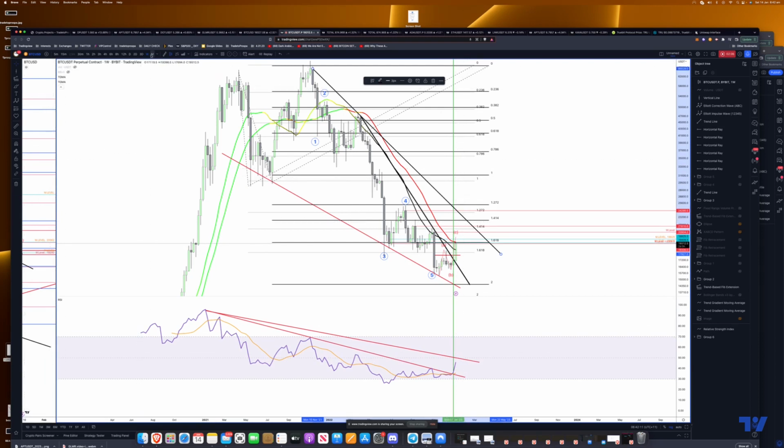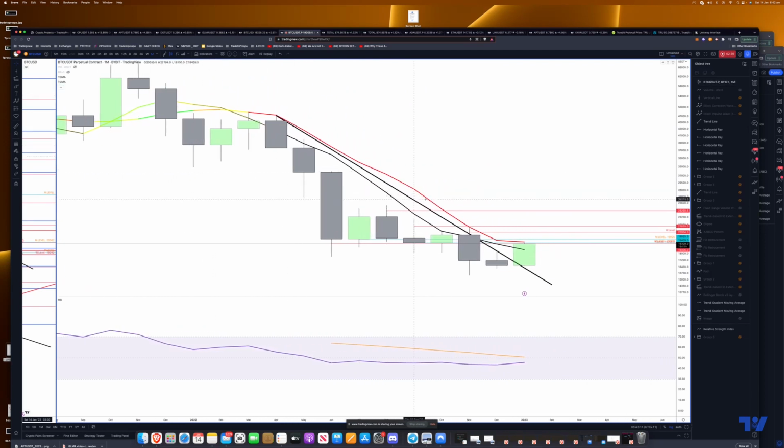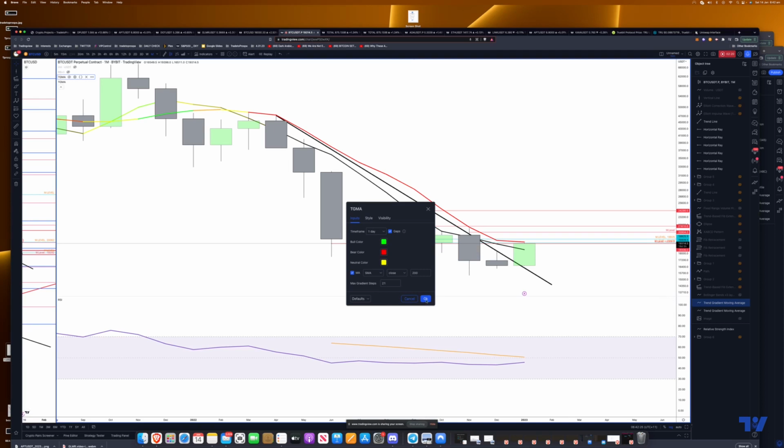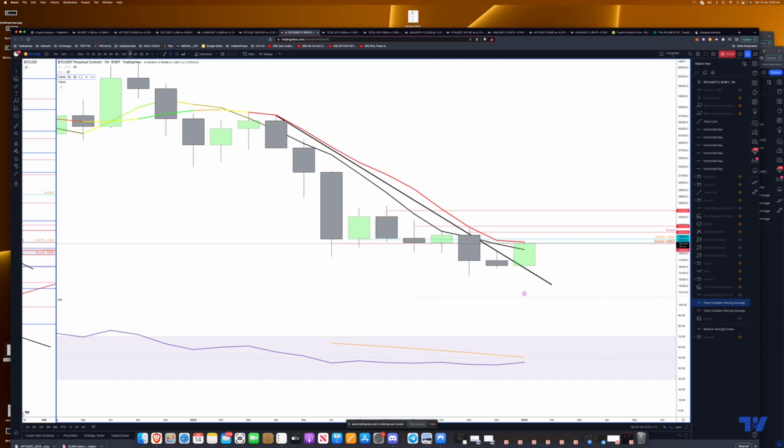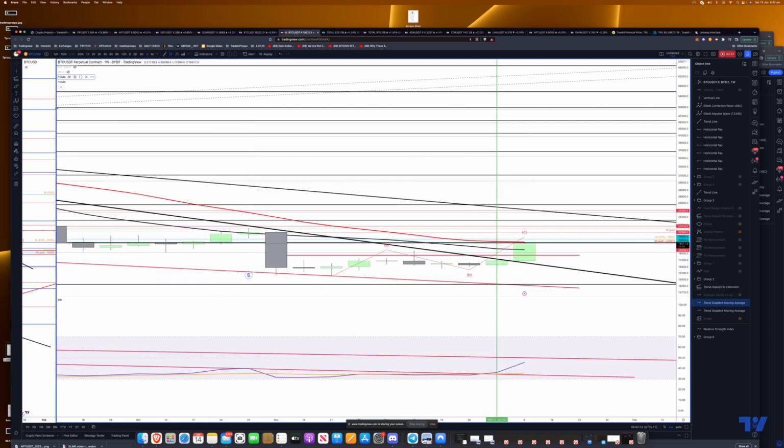Now, what we can look at is the monthly, and you can see the moving averages. This moving average is also acting as a potential resistance, which is the 200 SMA. So that's nasty as well. Let's go back.